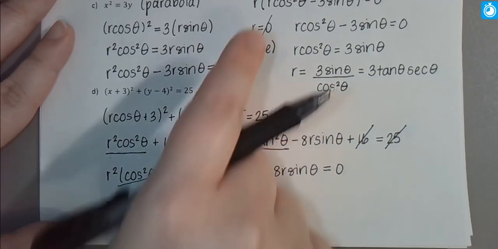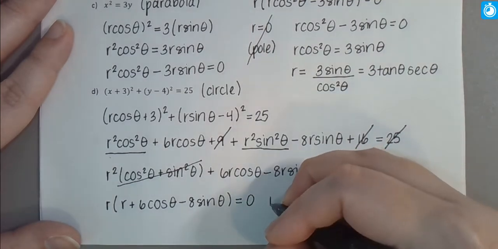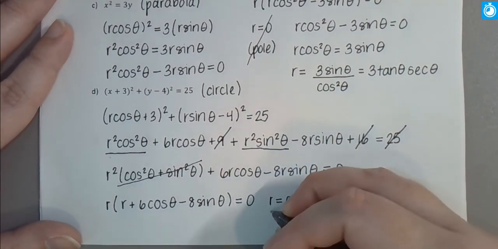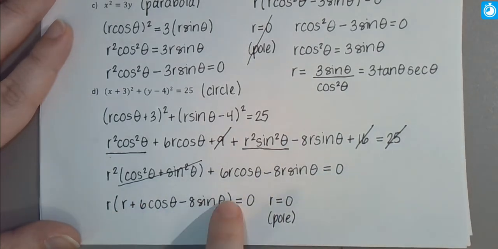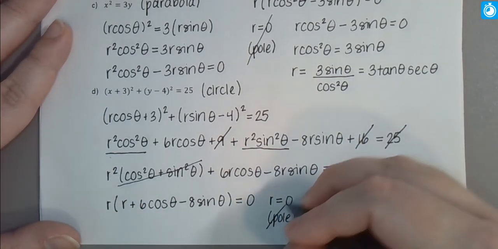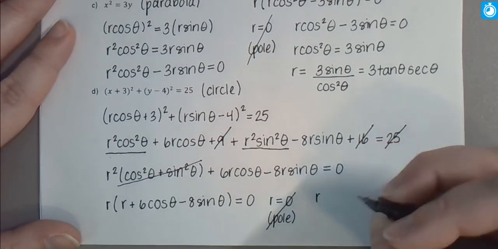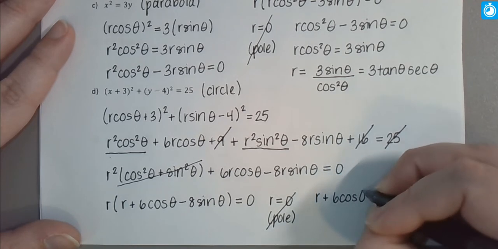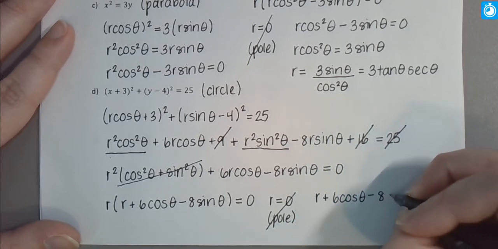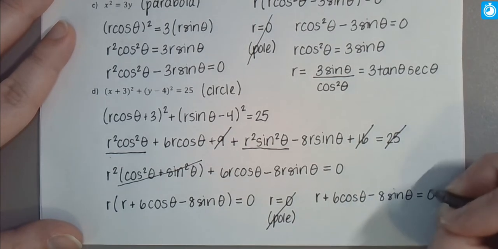Now we're basically where we were before. We can split it up. Each of those factors set equal to 0. So if we split r equal to 0, again, that just represents the pole, which we'll find is represented by the rest of the equation as well. So we can essentially throw that away. We don't really need it. So the other one, r plus 6 cosine theta minus 8 sine theta is equal to 0.